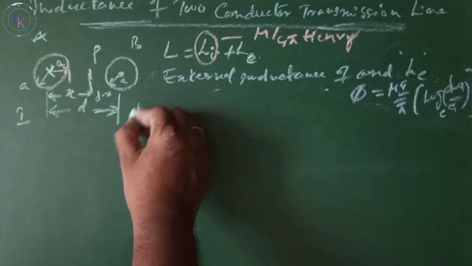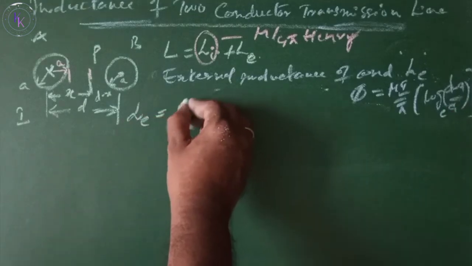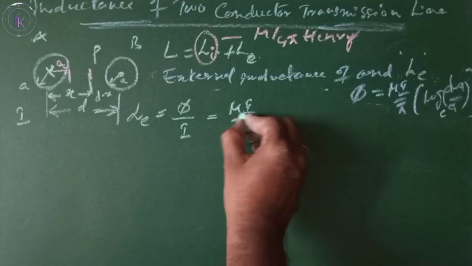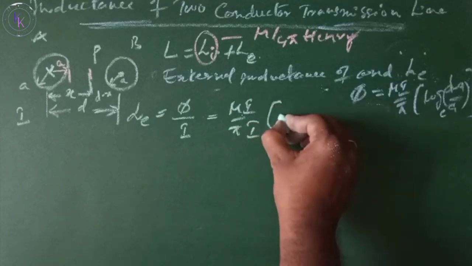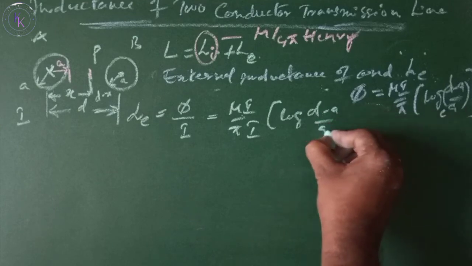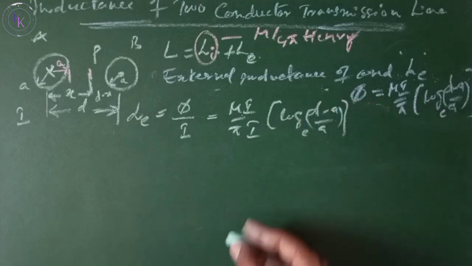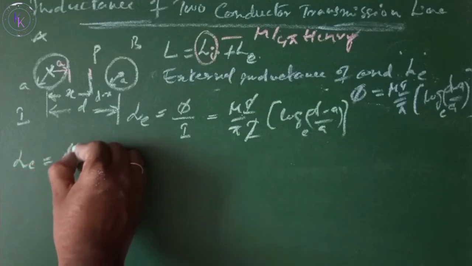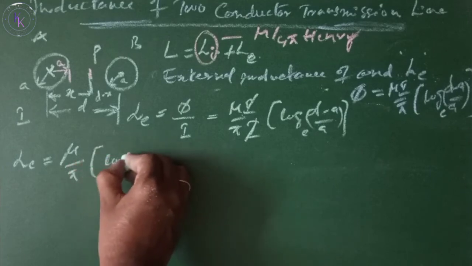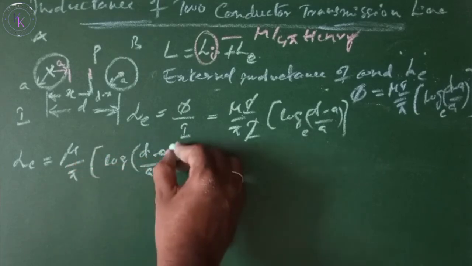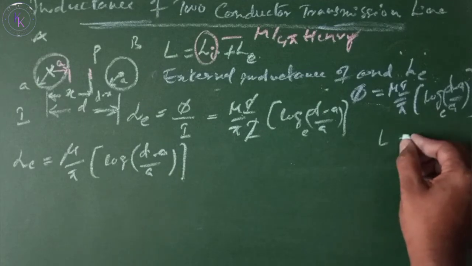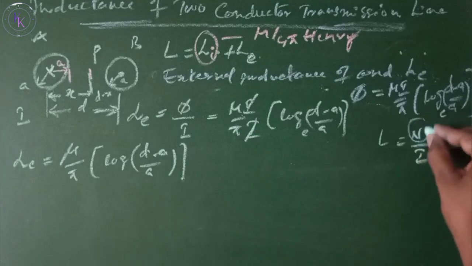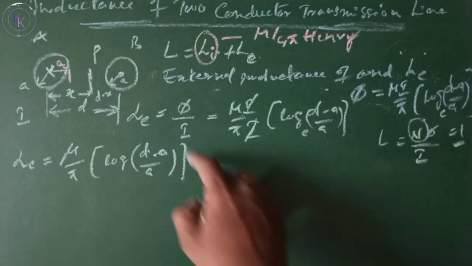Now the external inductance is given by flux per current, that equals mu I by pi into I log d minus a by a to the base e. Obviously, I gets cancelled, then you are going to get Le equals mu by pi log d minus a by a. Usually, L is given by N phi by I. But for a conductor system, N equals 1. So this is why I have taken phi by I here.